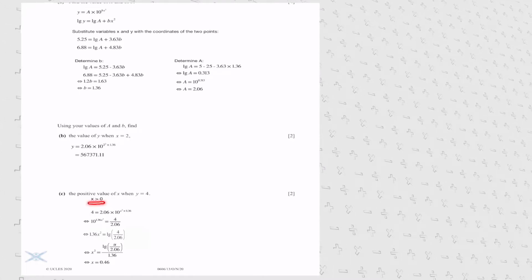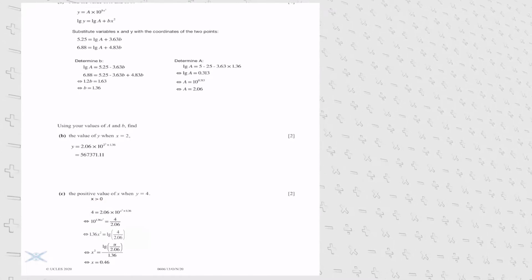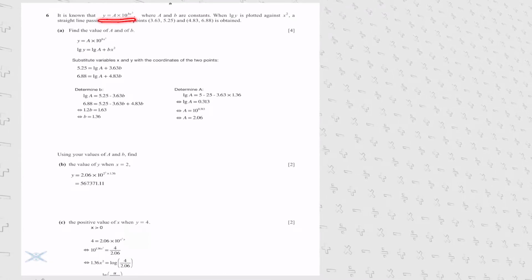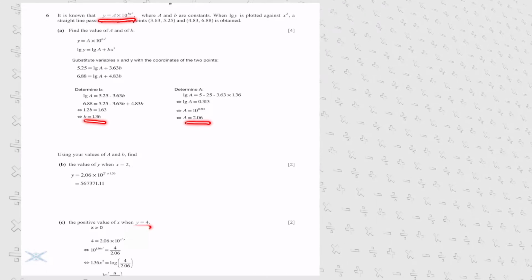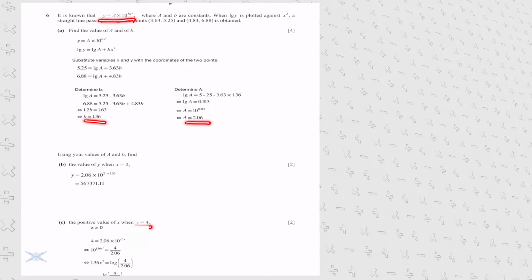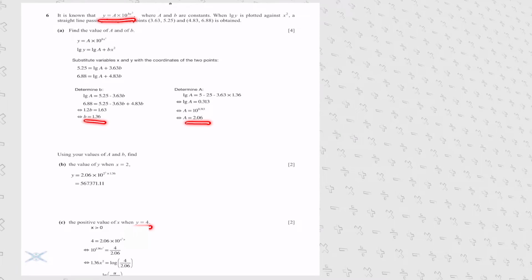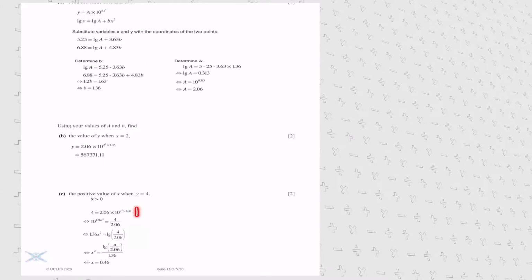Part C of exercise 6 demands from us to find the positive value of x when y equals 4, so x should be larger than 0. So in this case, we will again take a look at our original exponential function and replace all of the values accordingly, and in this case we will replace y with 4 while x has to be determined. So this here will be the setup of our equation.